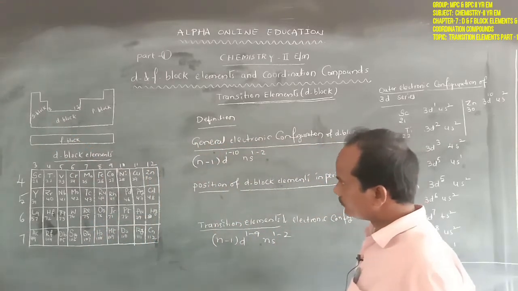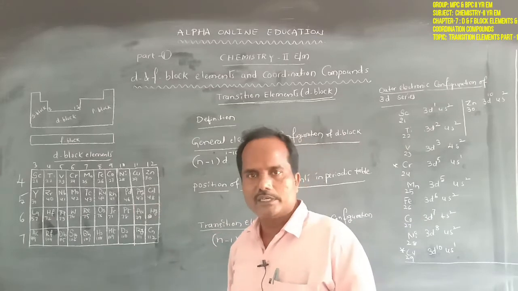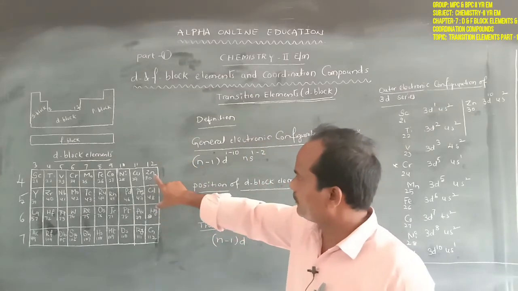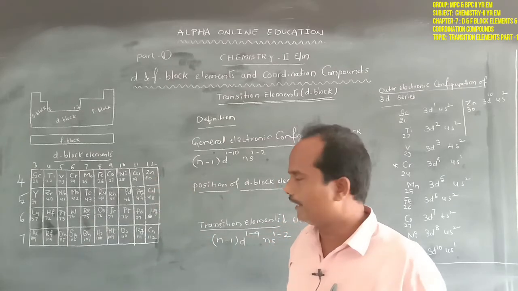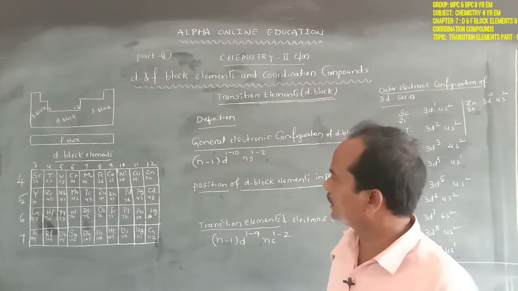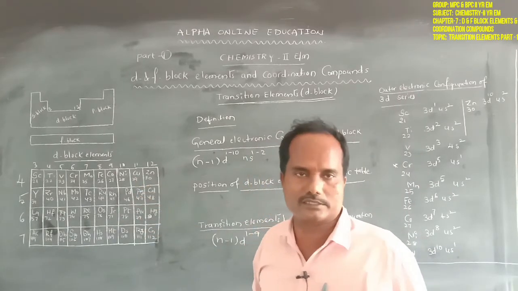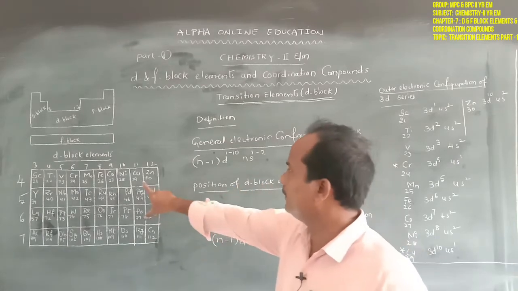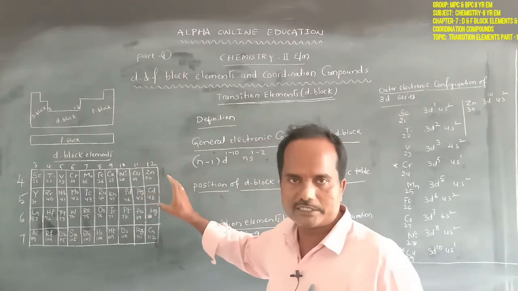Next, D block elements have high melting and boiling points. Next, electrical conductors. D block elements act as electrical conductors because of the presence of free electrons in their crystal lattices, so they can conduct electricity.